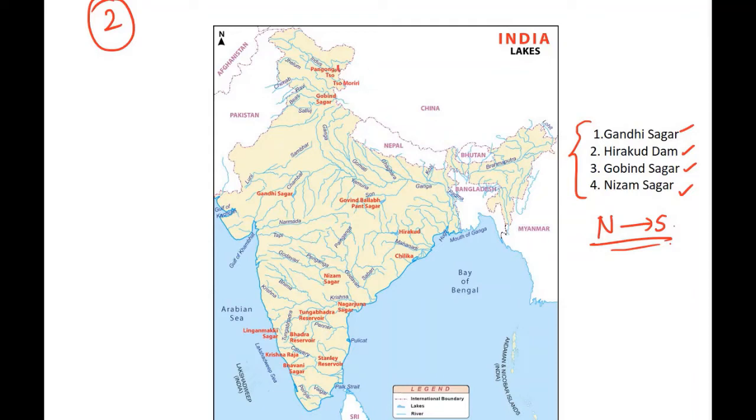So let's look at the top. The one here is Pangong Tso, and then down here Tso Moriri, and then there is Gobind Sagar down here, Gandhi Sagar here, and a little below, Govind Ballabh Pant Sagar. There is Hirakud Dam, Hirakud here, right? And Chilika Lake here. Then further down here, if you go, there is Nizam Sagar. Down here, there is Nagarjuna Sagar. Then there is Tungabhadra Reservoir. It's just a matter of observation, basically.